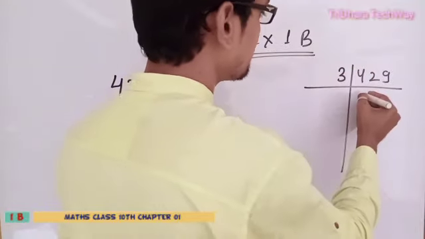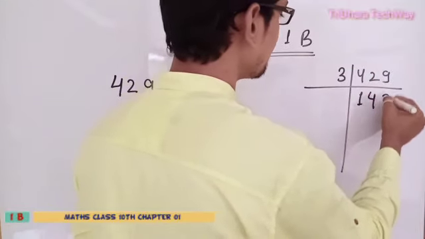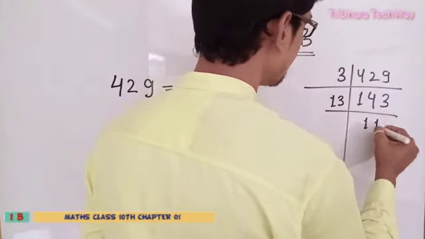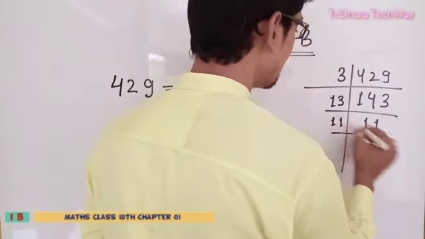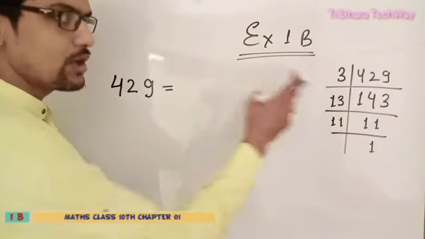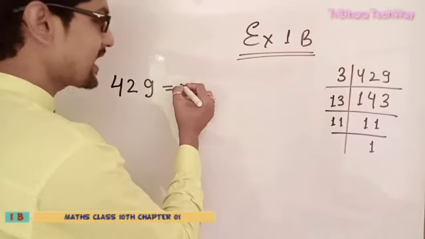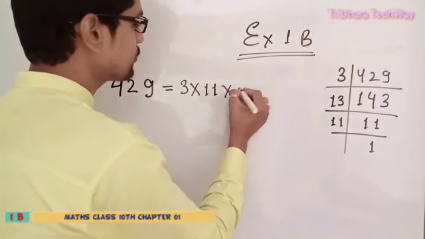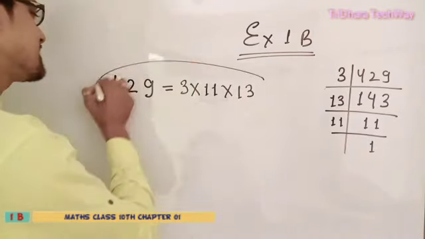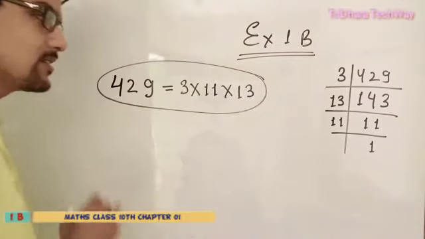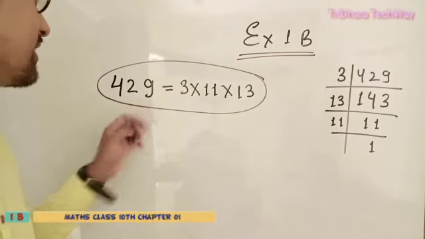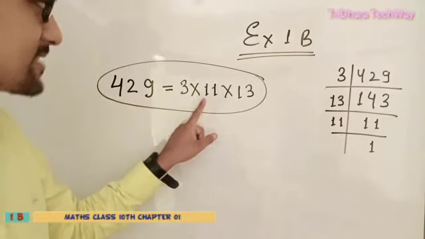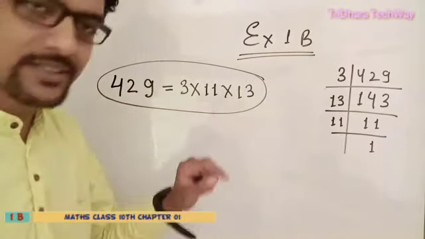Divided by 3. 3 1s are 3, 3 4s are 12, 3 3s are 9. Now by 13, 13 1s are 13 and 13 1s are 13. Now by 11, 11 1s are 11. You all know about it. Now write it like that: 3 into 11 into 13. This is the expression of prime factors of 429 as a product of prime factors.